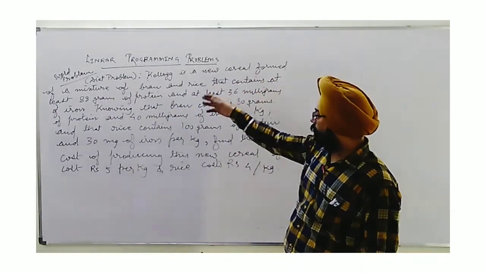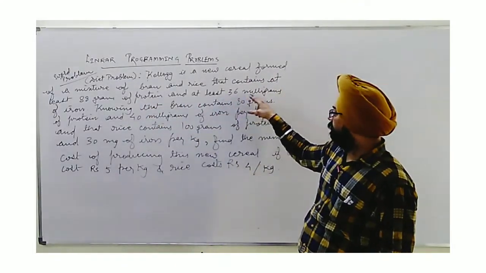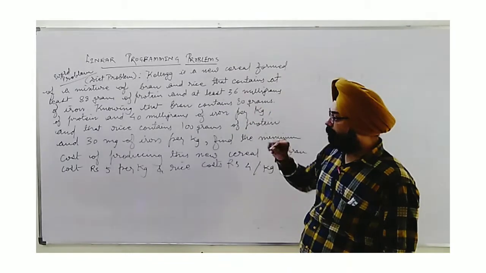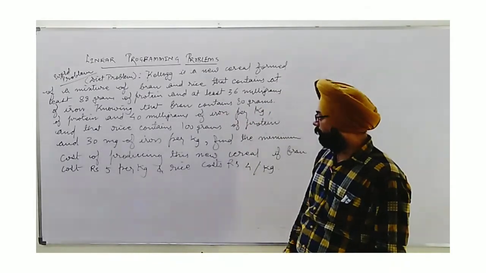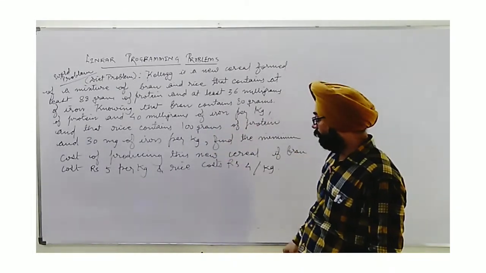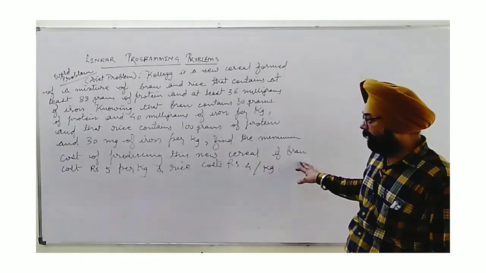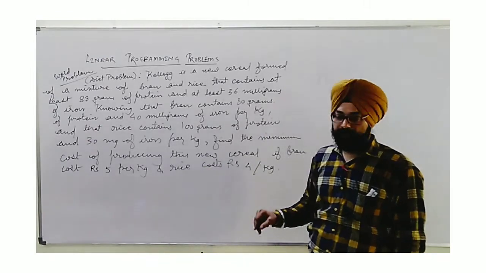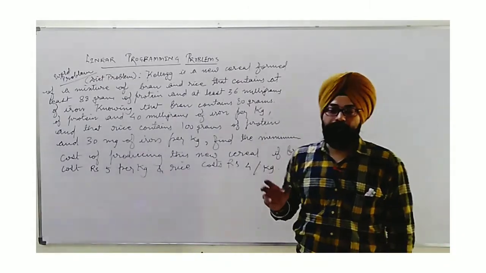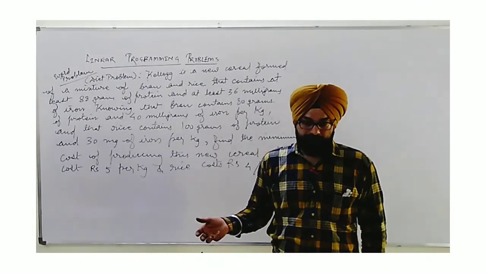Kellogg's is a new cereal formed of these two that contains at least 88 grams of protein and at least 36 milligrams of iron. Knowing that bran contains 80 grams of protein and 40 milligrams of iron per kg, and rice contains 100 grams of protein and 30 mg of iron per kilogram. Find the minimum cost of producing this new cereal if bran costs rupees 5 per kg, rice costs rupees 4 per kg. Actually, these concepts of linear programming are applied in practical life to get the maximum profit somewhere.